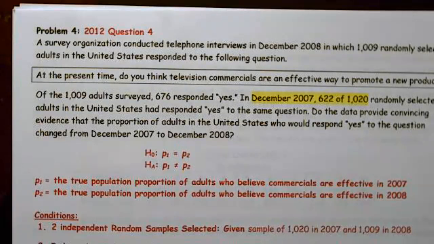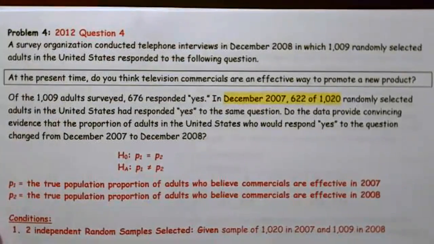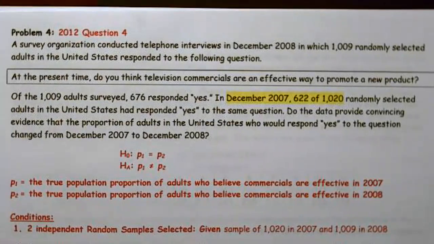Okay, so problem number 4 is from 2012, and it was question number 4. And once again, we're working with two proportions. So a survey organization conducted telephone interviews in 2008 in which 1,009 randomly selected adults in the United States responded to the following question: At the present time, do you think television commercials are an effective way to promote a new product?